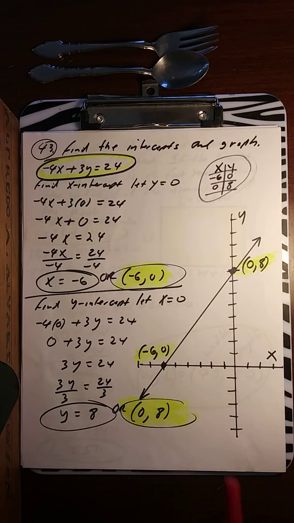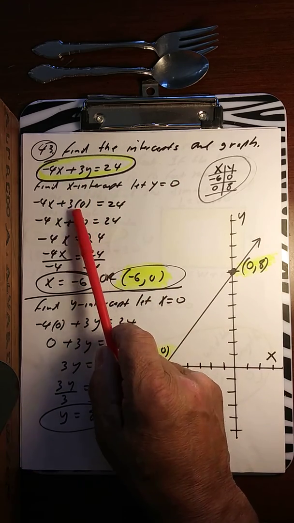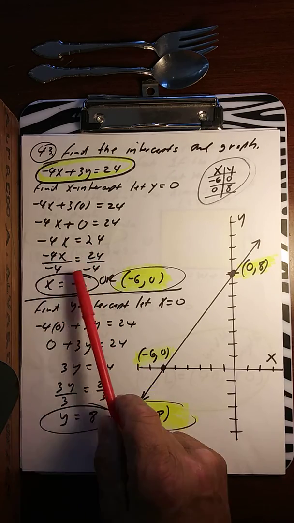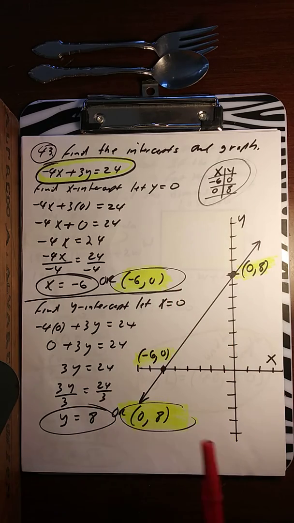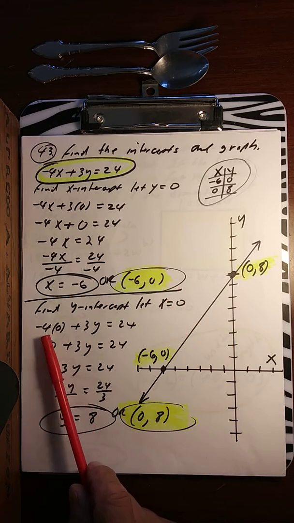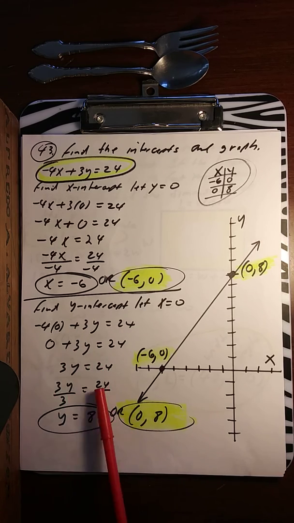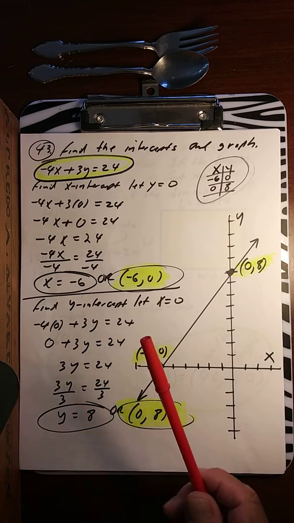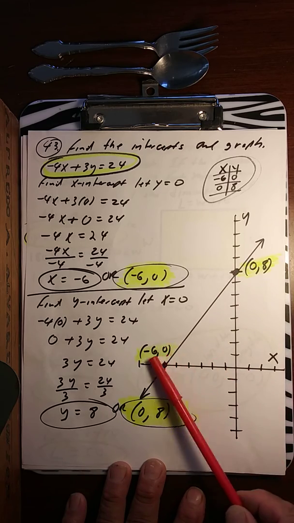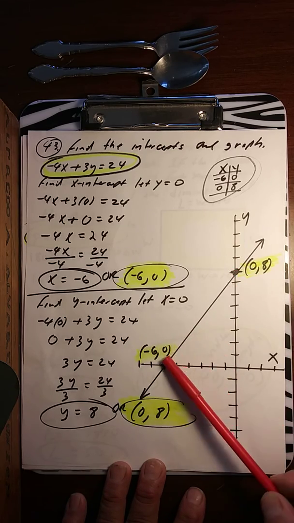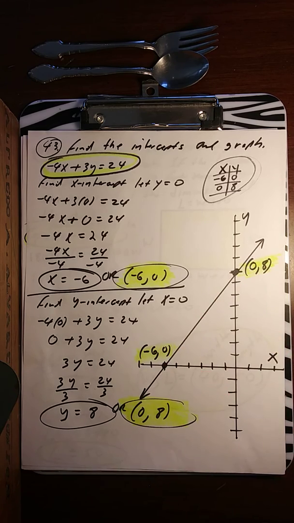Find the intercepts and graph. To find the x-intercept, at y equals 0, put 0 in there for y. 3 times 0 is 0, and that is -4x equals 24. Divide by -4, -4. So x is -6, or -6, 0. Find the y-intercept, at x equals 0. So -4 times 0, and 3y equals 24. Divide by 3, so y equals 8. So 0, 8. So we have -6, 0 and 0, 8. There's the x-intercept, y-intercept. Put them in there, connect the dots.